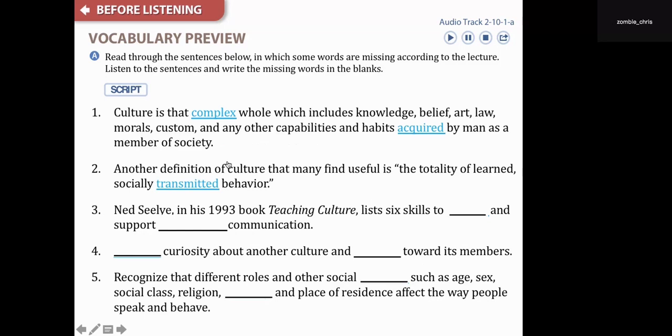Transmitted. We have this prefix trans, and we have the Latin verb mittere, which means literally to send. So mittere means to send, and trans means over. So we put trans and mit together, and we get to send over behavior. We will see this prefix being used a lot, trans. If you take a transatlantic flight, then you fly over the Atlantic Ocean. So you would go from London to New York, and it would be called a transatlantic flight.